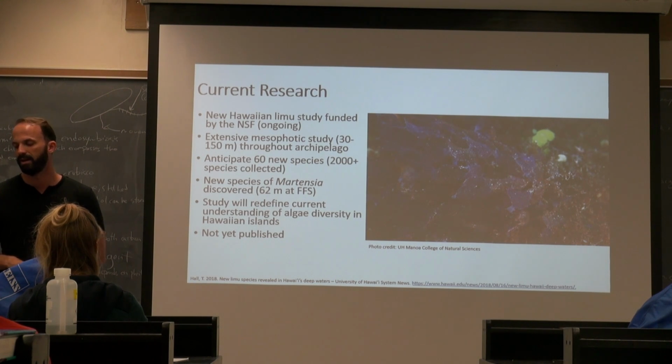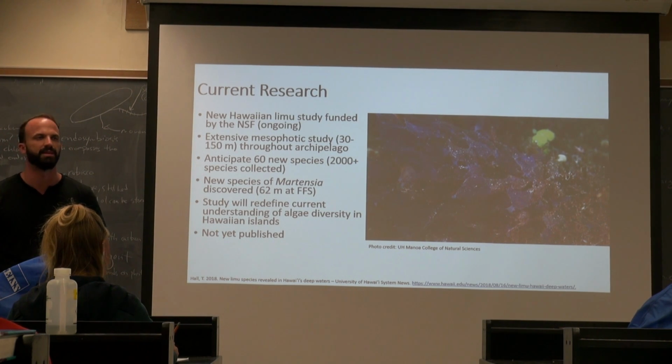But one genus they did find a new species for is this one, Martensia, which is the picture to the right here. They have not named it yet that I know of. I wasn't able to find an actual published study about it. This was a news article. They're hoping that this study will redefine, in general, the current understanding of macroalgae for the Hawaiian archipelago, especially in the mesophotic zone.